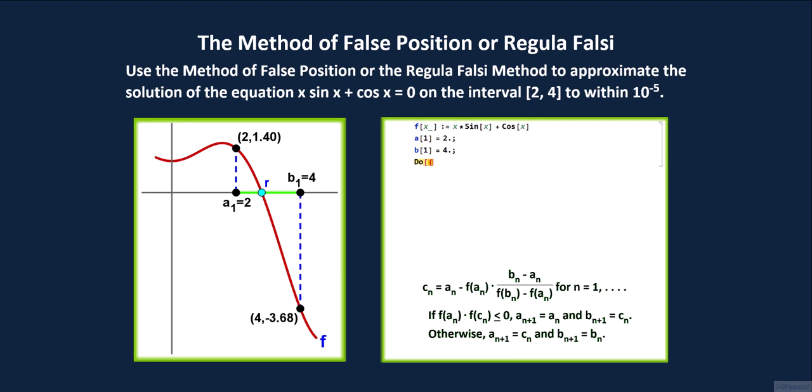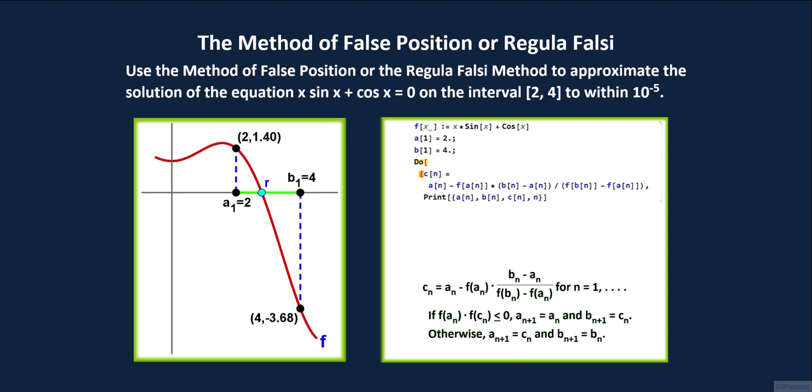The first command in the set of commands within the do loop is the definition of c sub n. c sub n is equal to a sub n minus f of a sub n times the quantity b sub n minus a sub n. In this, we divide by the quantity f of b sub n minus f of a sub n. Having defined c sub n, we now print a sub n, b sub n, and c sub n on screen. We also print the iteration number n.